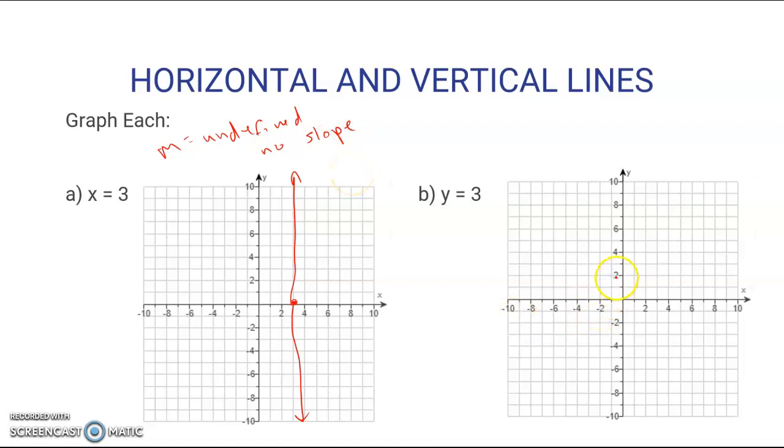y equals 3, I'm going to find 3 on the y-axis. Pretty easy to graph. It's going to be a horizontal line, not perfect, and the slope of this would be m equals 0, or 0 slope.